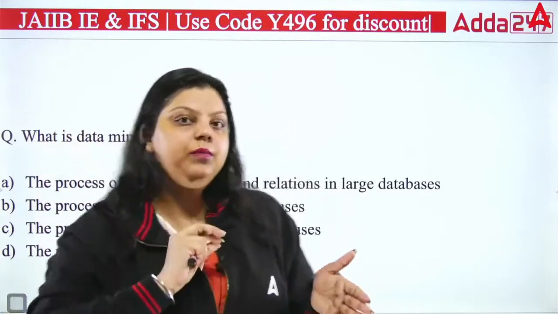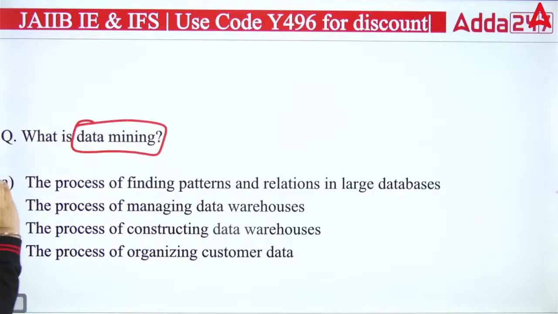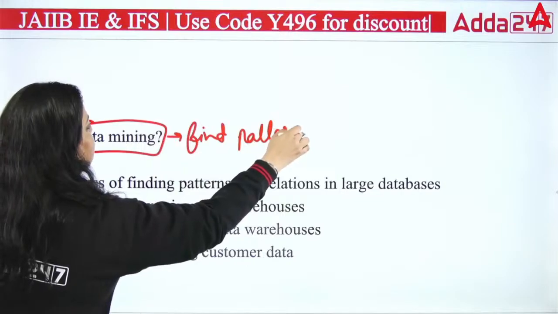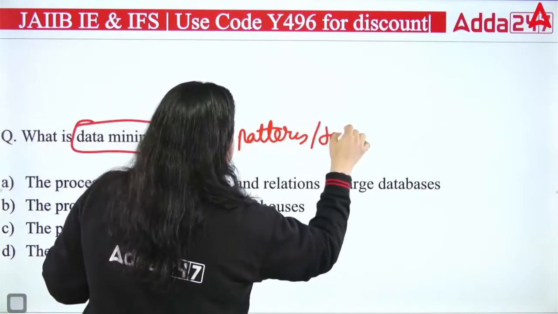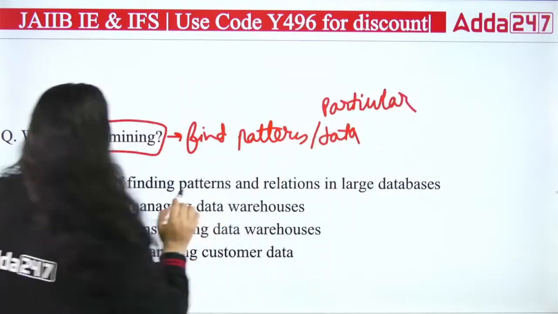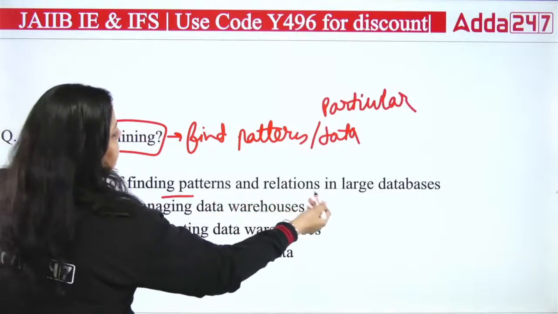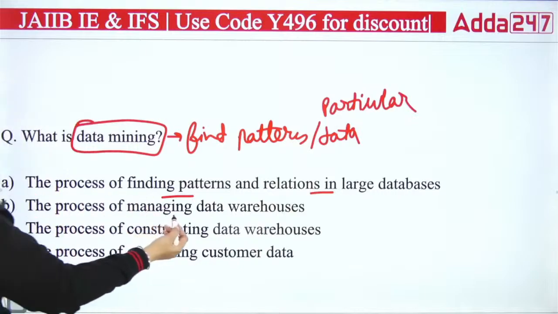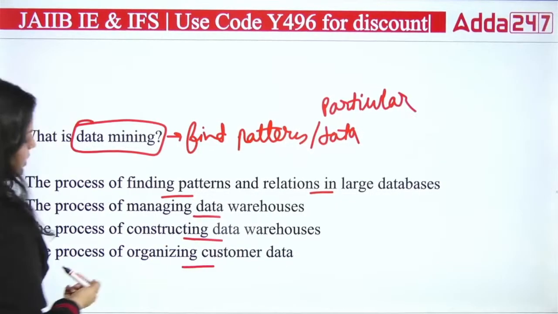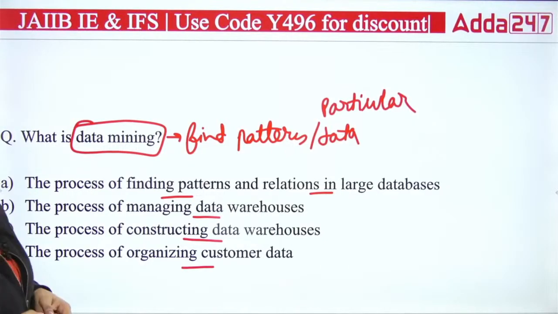That's what we are talking about here. When you are doing data mining, it helps make it easy to find a certain pattern or structure of data, whatever you want. The particular type of data you are looking for, you can find with the help of data mining. So when it comes to data mining, first is saying the process of finding patterns and relations in large databases. Second, the process of managing data warehouses. Third, the process of constructing data warehouses. Fourth, the process of organizing customer data. So which of the following is correct? A, B, C or D?